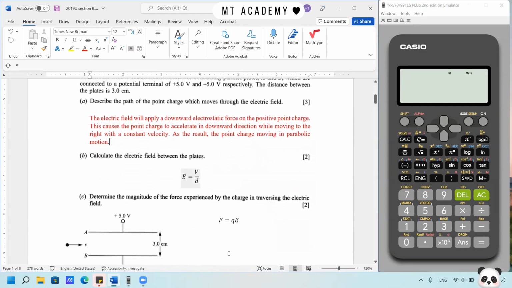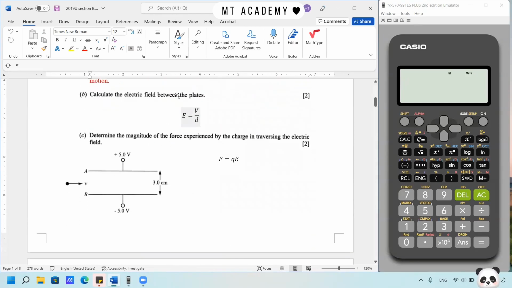So we move to the next question, B. Calculate the electric field between the plates. Straightforward, we just use the formula E is equal to V over d, where V is the potential difference between plate A and B. We have positive 5 and negative 5, so the potential difference is 5 minus negative 5, which is equal to 10, divided by the distance 3 centimeter or 0.03 meter. So 10 divided by 0.03, and you will get 333 volt per meter.